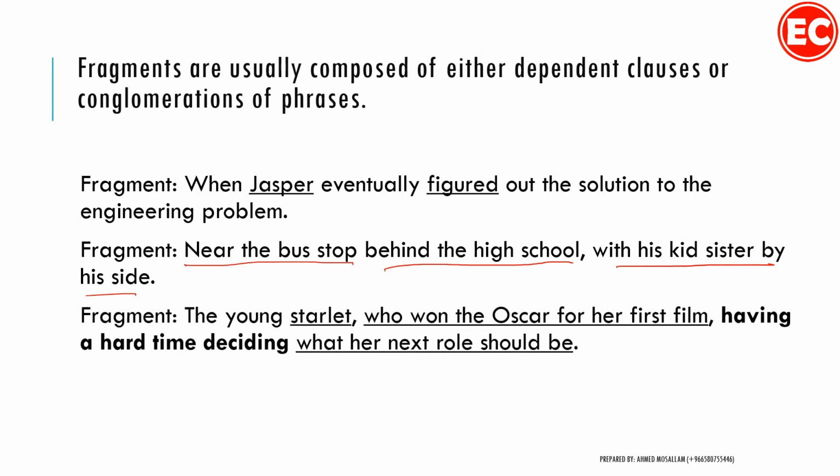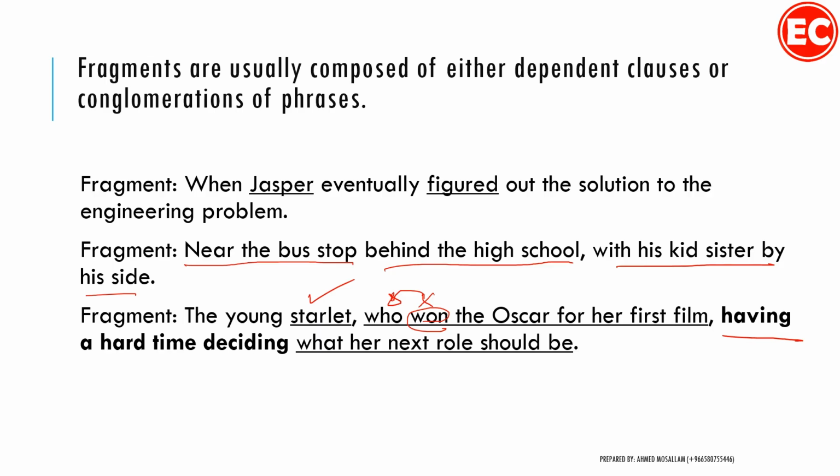The last one here is very confusing for some students. The young starlet who won the Oscar for her first film, having a hard time deciding what her next role should be. If you look here, we have a subject, which is starlet. Khalas, subject. The verb, don't say that this is the verb. No, it is not the verb. Won is not the verb, because won is the verb for who. We need a verb for starlet. Yes, who refers to starlet, but starlet needs a verb in itself.